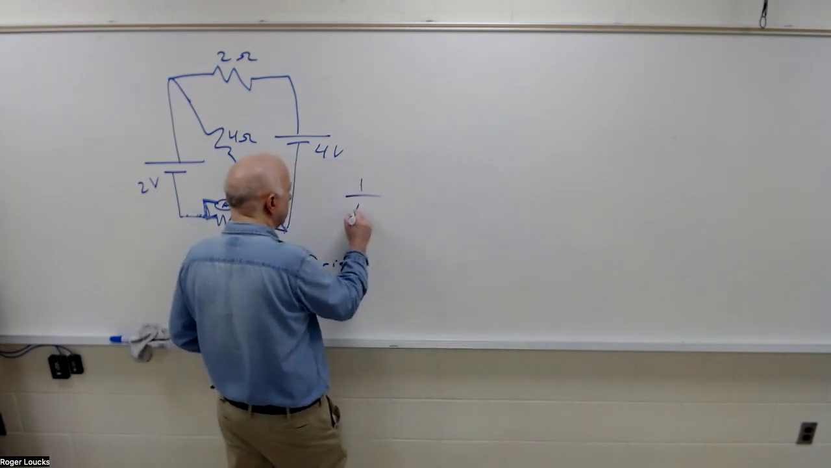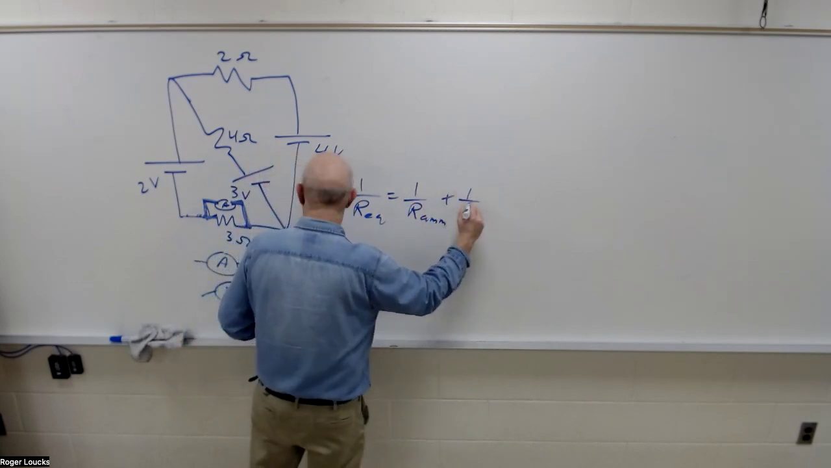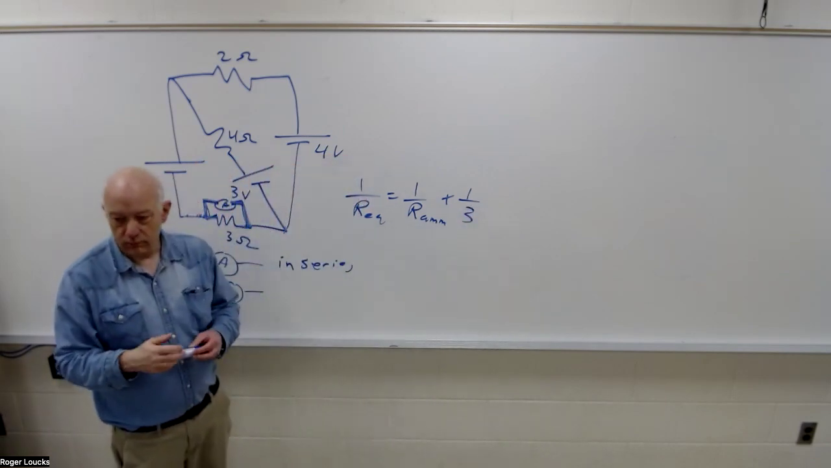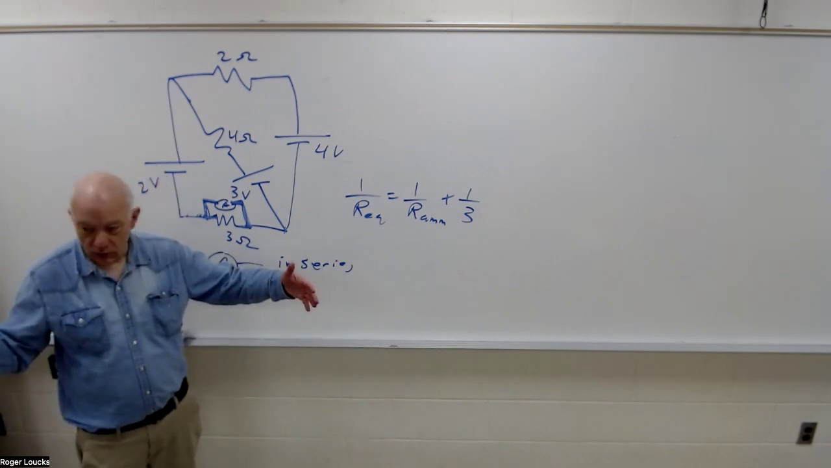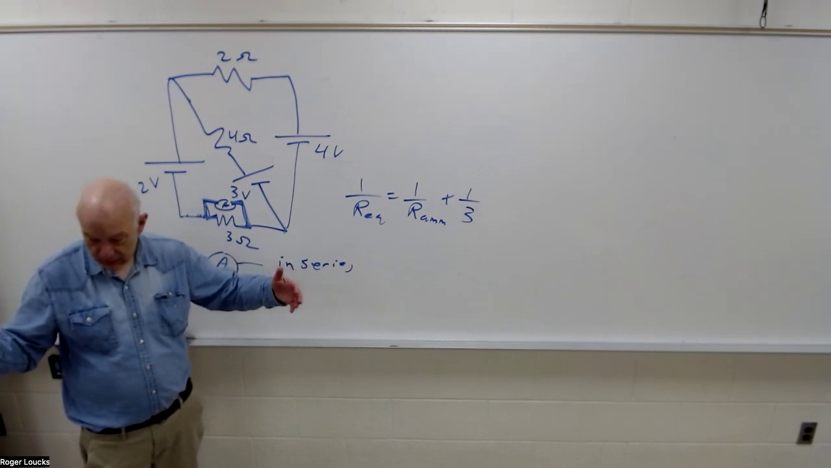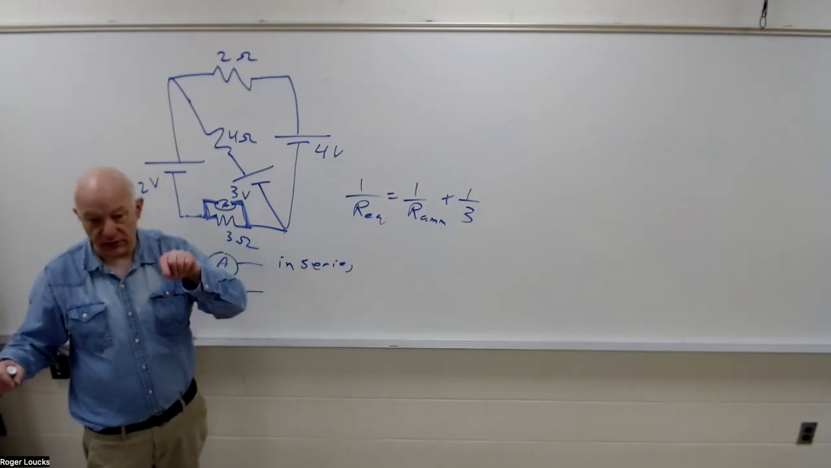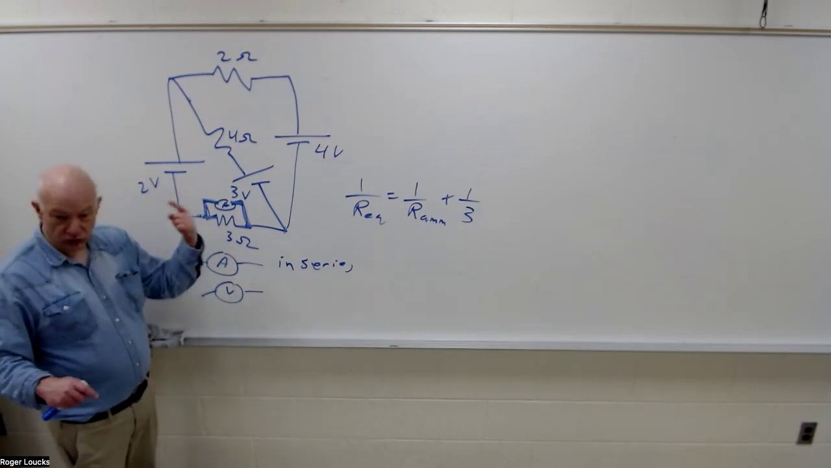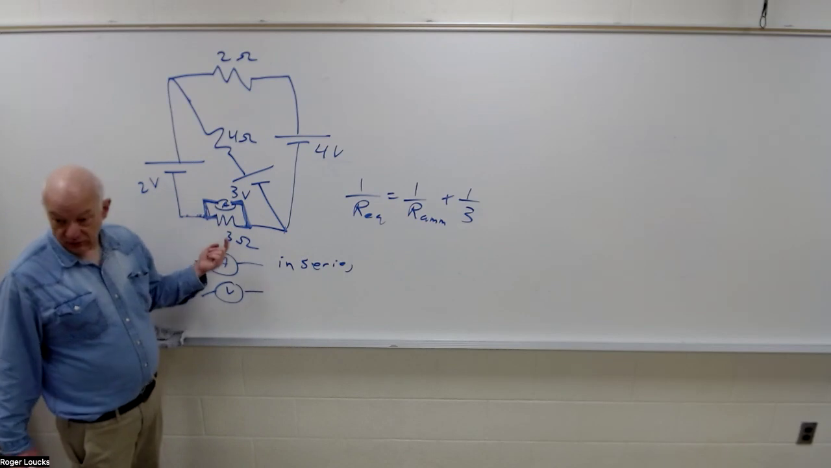Yes, so you have 1 over R equivalent equals 1 over R of the ammeter plus 1 over R of the other. But we said something else: when you have a whole bunch of things in parallel, the equivalent has to be lower than the smallest one. Exactly. Whenever you have things in parallel, the equivalent resistance is always lower than the smallest resistance in the combination. So this resistance here has to be much lower than the ammeter, which has a very, very small resistance, ideally 0. So you have to have something smaller than that.